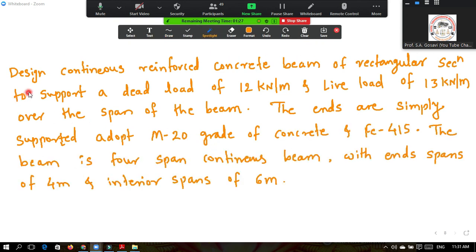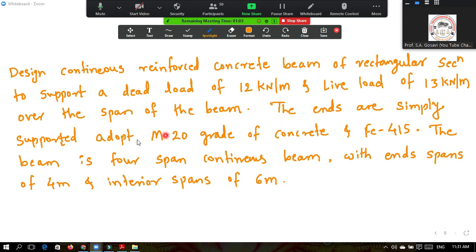I will read the problem. Design a continuous reinforced concrete beam of a rectangular section to support a dead load of 12 kN per meter and a live load of 13 kN per meter over the span of the beam. Over the entire span of the beam, the word entire is missing over here. You add that word: entire span of the beam.